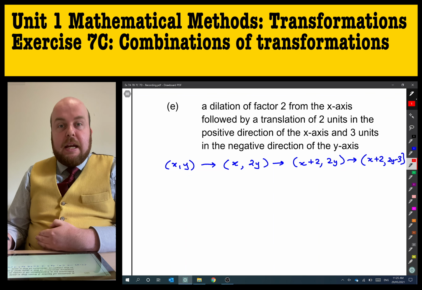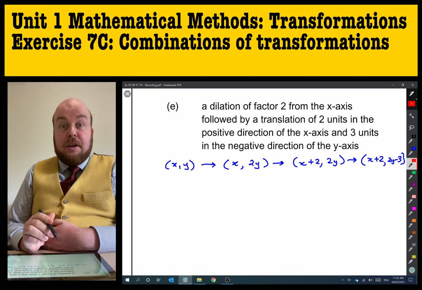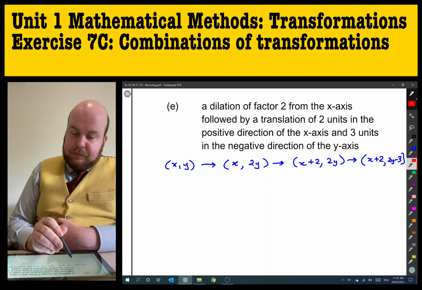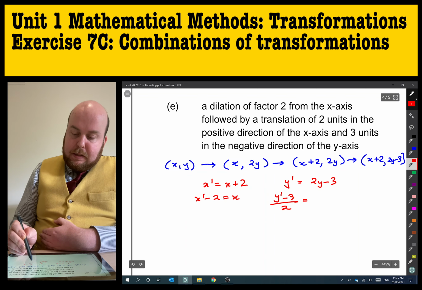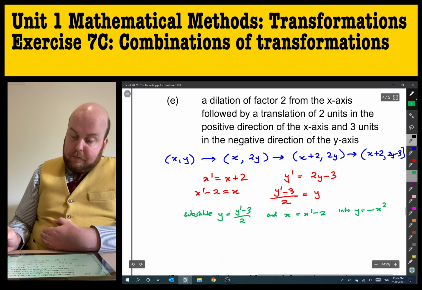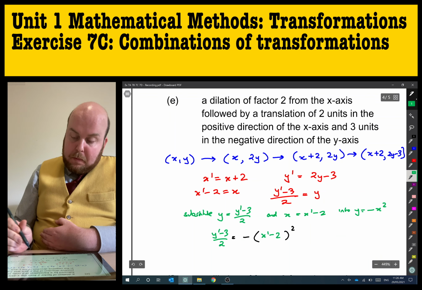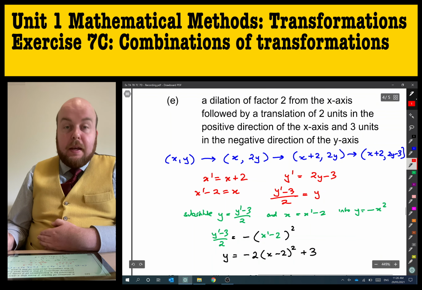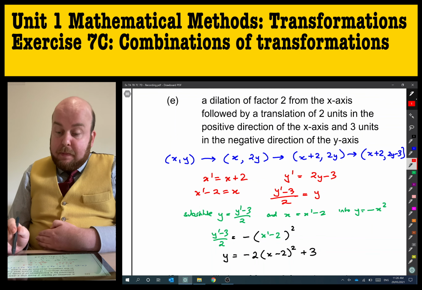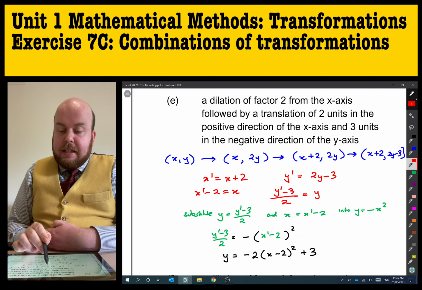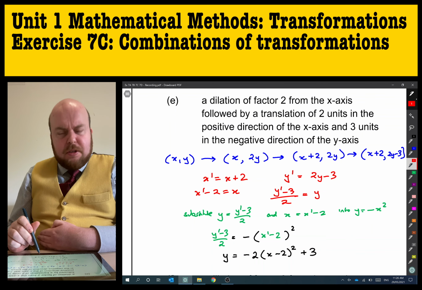So what I'm going to do here is do my transformation statements, then our substitutions. Now, at this stage, I have made a mistake. And how did I know I've made a mistake? It says here in 3 units in the negative direction of the y-axis, and I notice my final answer has a positive. Where did I go wrong?